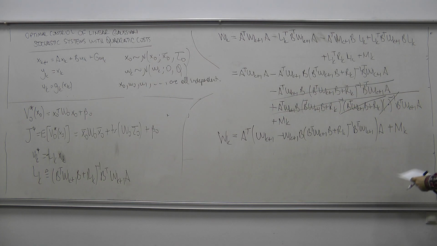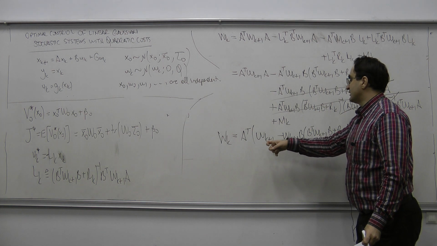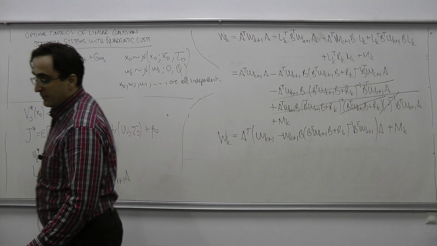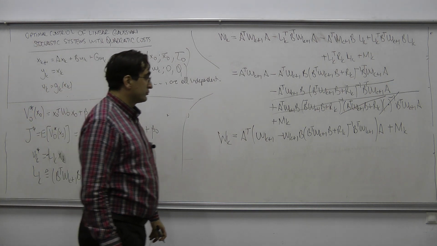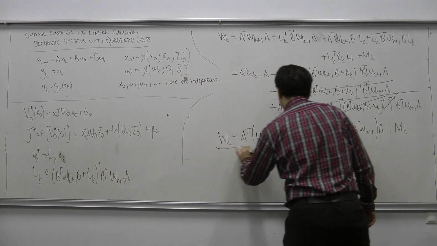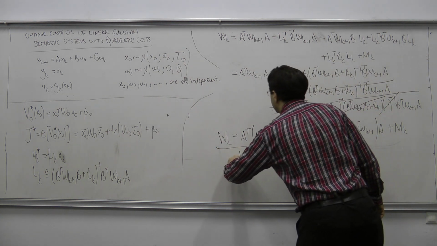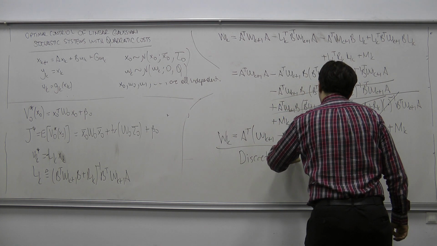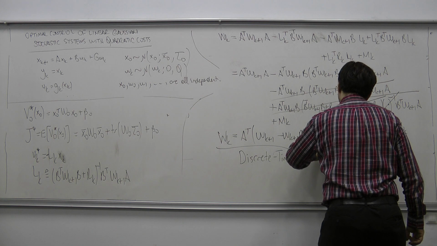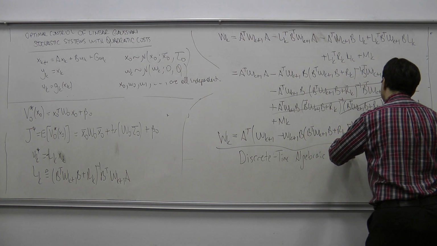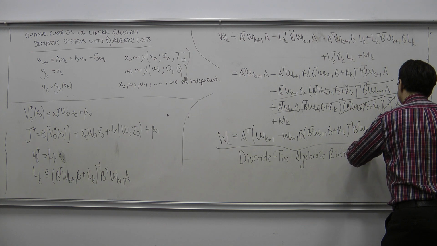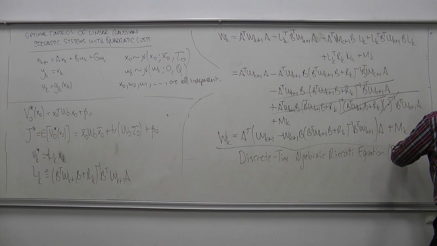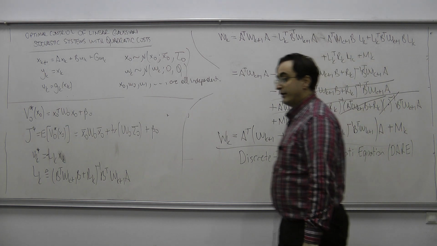So this equation, which connects W_{K+1} to W_K, has a specific name in control theory, in optimal control theory. This equation is called the Discrete-Time Algebraic Riccati equation. Okay, so this is abbreviated as DARE.